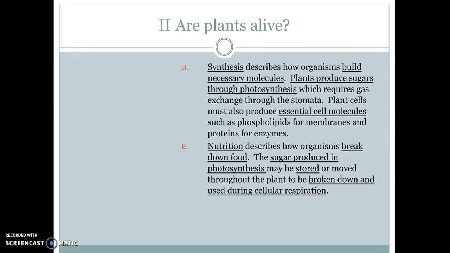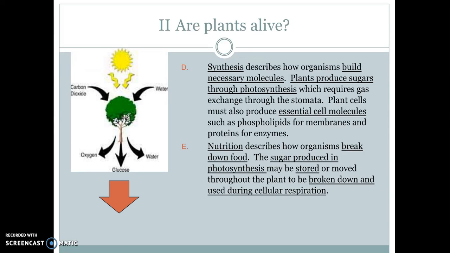Nutrition, so the sugar produced in photosynthesis either has to be stored or moved down throughout the plant to be broken down and used through cellular respiration. So all of this, like I said, photosynthesis and cellular respiration are two very important concepts. They come back to play in many of our different units.